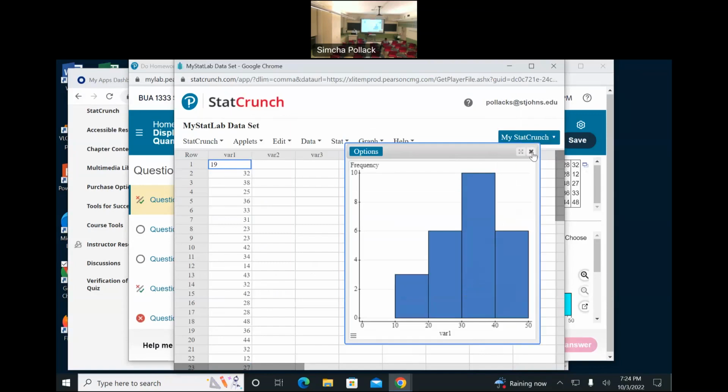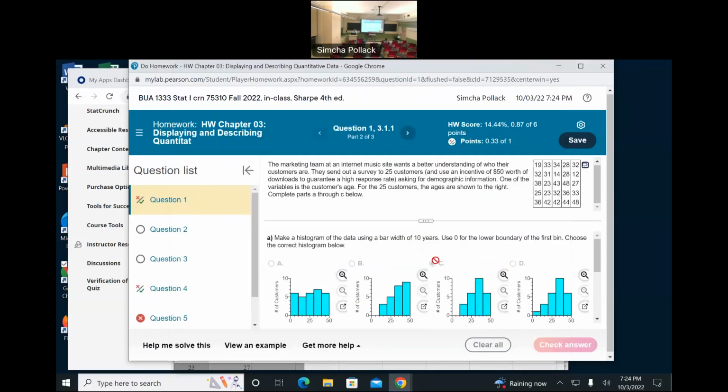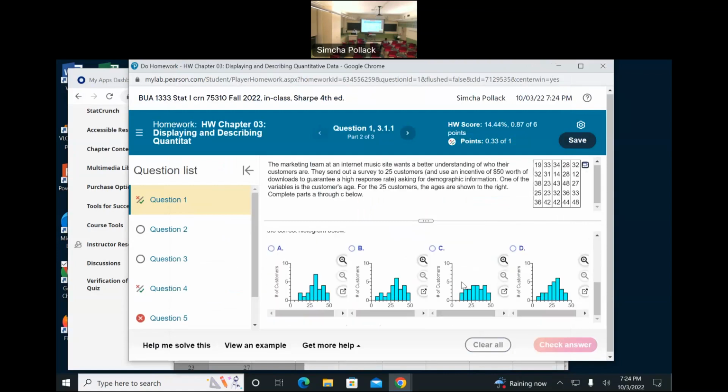And of course, the question is, which of the answers look like that? So it goes 3 categories, goes up, up, up, then down. So let's go back to the choices. This looks like category C. That's it. And then they tell you to do it again with a different width.